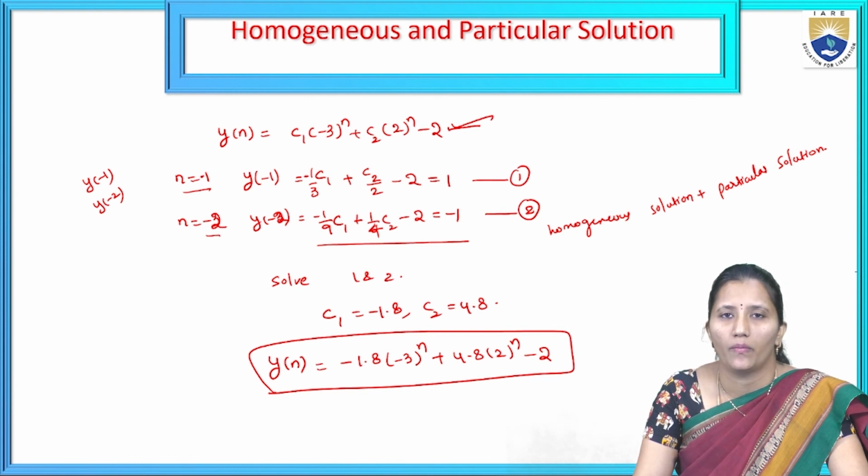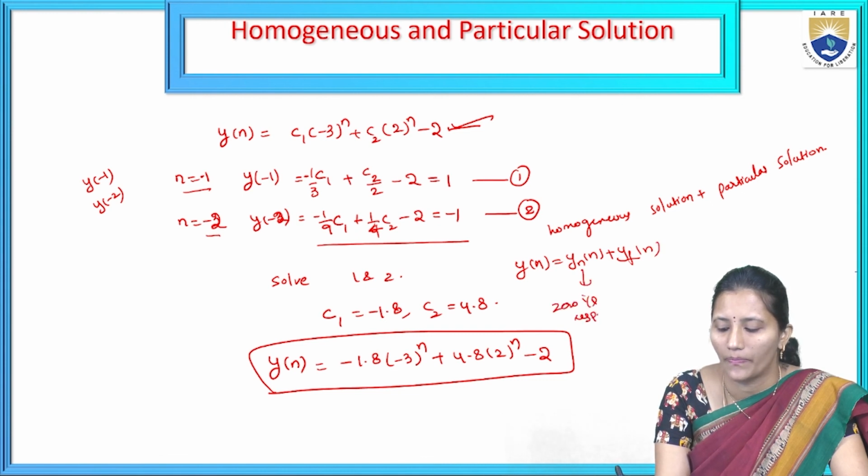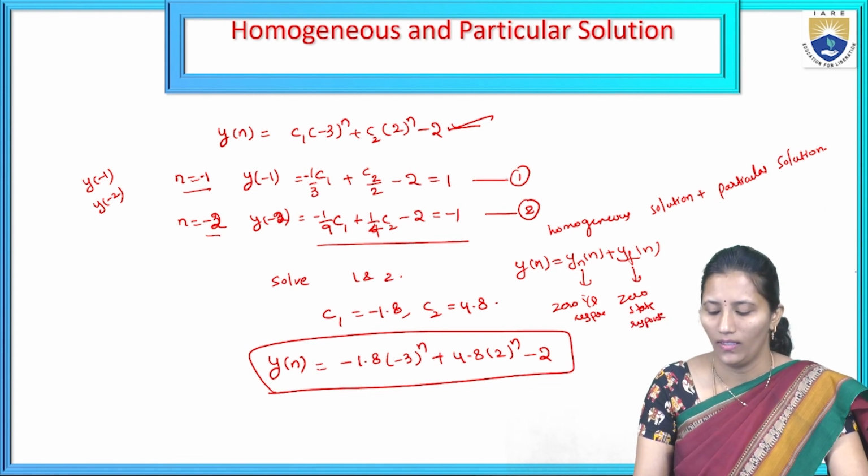Here, we also have to find the zero input response and the zero state response. The response y of n we can also write as the natural response plus the forced response. Natural response is the zero input response, whereas forced response is the zero state response. These problems we will discuss in the next session.